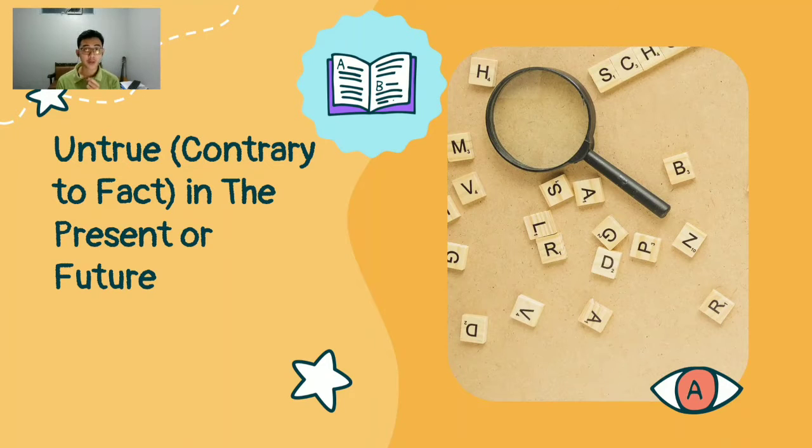Now I will continue my friend's presentation. I will explain about untrue or contrary to fact in the present or future, or we can call it type 2 of conditional sentence. Because my friends have explained about the definition and the form of type 2 conditional sentence, now I will explain how actually the sentence works.